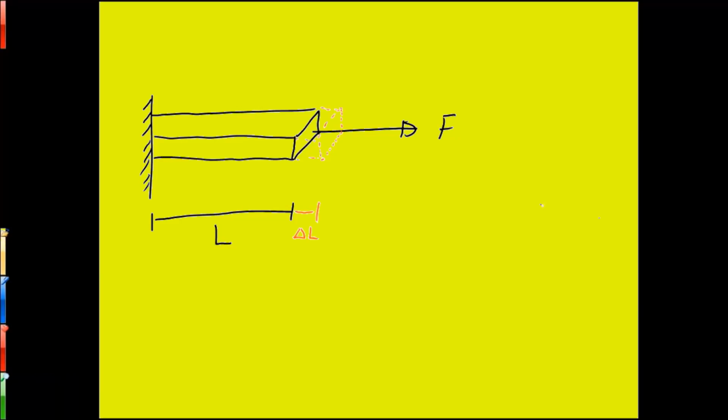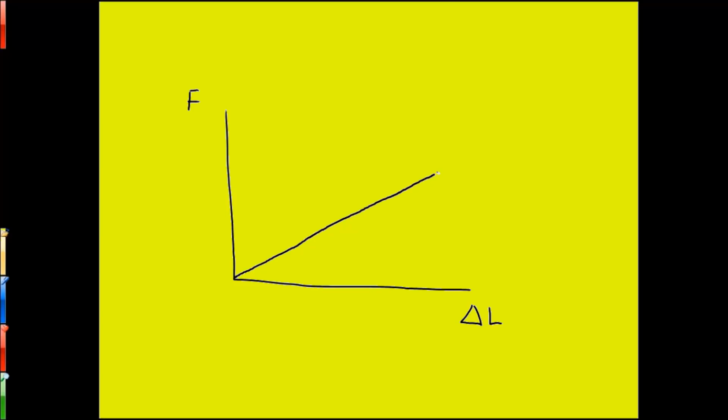Now, it turns out that for most materials under light to moderate loads, the amount that the rod deforms by, or the amount that it lengthens by, delta L, is proportional to the force that we apply to it. So if we were to draw a graph of this relationship, we put delta L on the x-axis and force on the y-axis for historical reasons, and we'd see that for low to moderate forces we end up with a linear relationship between the two.